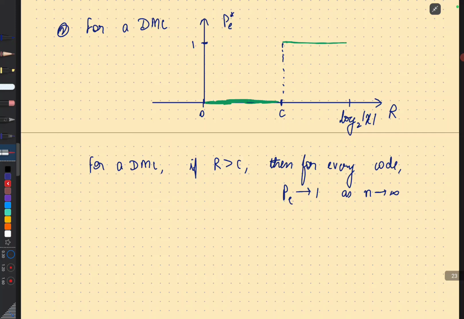So really, for large block lengths, as soon as you go above capacity, there's really no hope. You can't really get any useful information out of it. And remarkably, as soon as you go just below the capacity, the probability of error sharply goes down to 0. So there's really this threshold phenomenon that is happening.